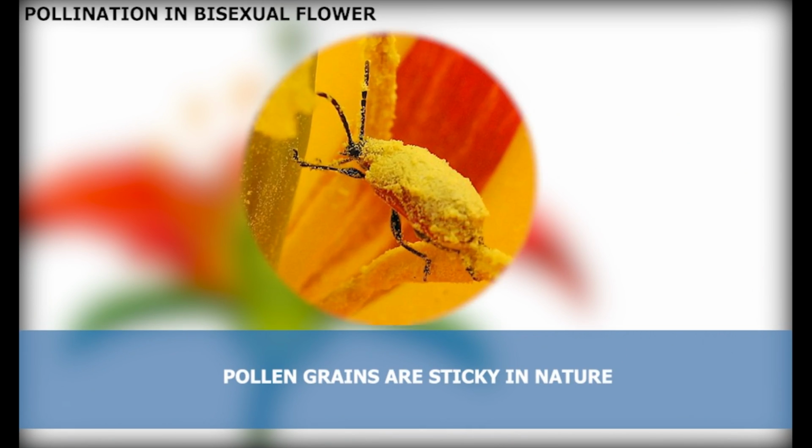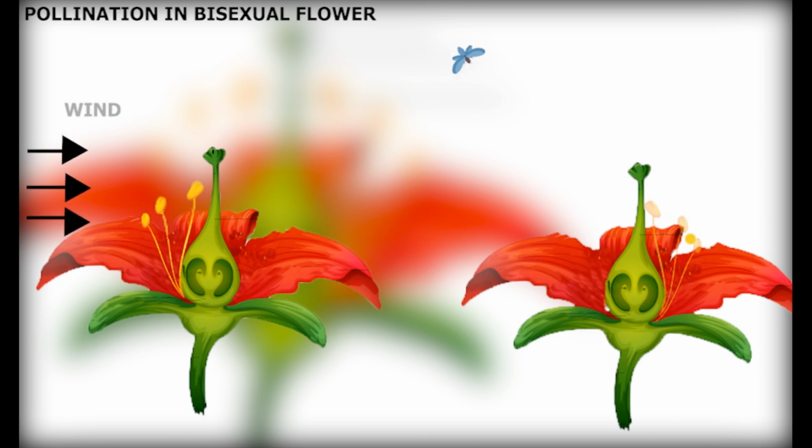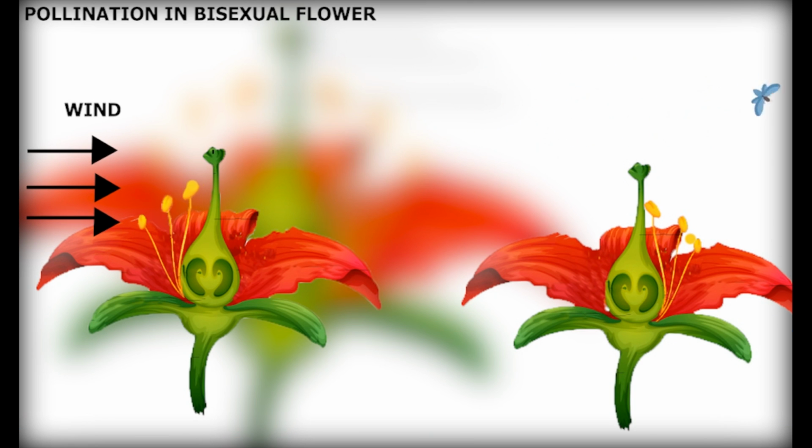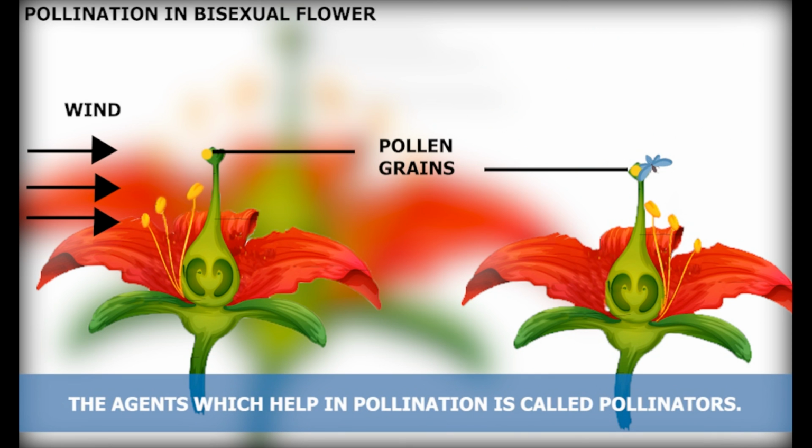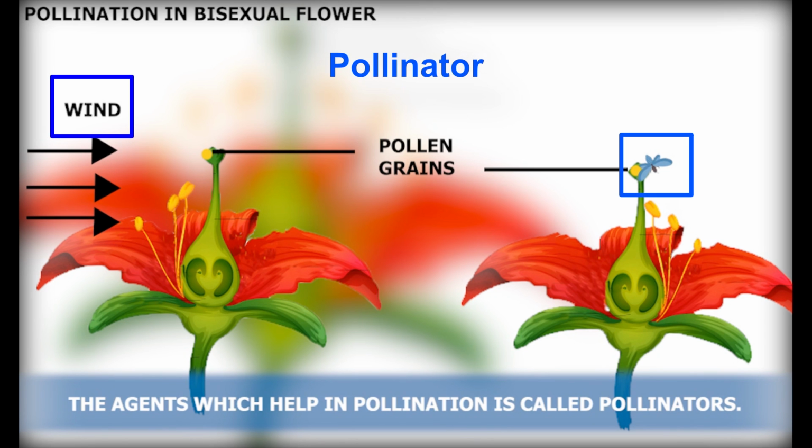Pollen grains are sticky in nature and do not get detached easily from filament. Wind and insects help in creating vibrations which help in the detachment process. The agents which help in pollination are called pollinators. In case of self-pollination, insects and wind are pollinators.